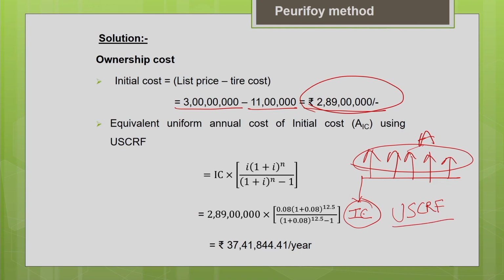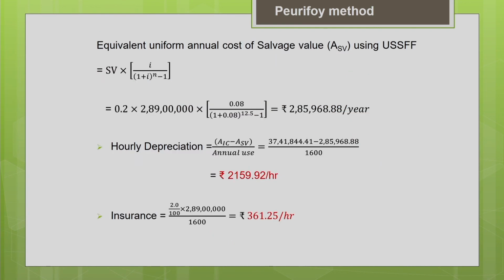So the initial cost is your 2 crore 89 lakh that we have determined just now after deducting the tire cost. 2 crore 89 lakh multiplied by your uniform series capital recovery factor, which is i into (1 plus i) power n divided by (1 plus i) power n minus 1. The interest rate, you know, is 8% and n is 12.5 years. So you can get the annualized initial cost as 37,41,844.41 per year. So we have converted the initial cost into annualized initial cost using this uniform series capital recovery factor. Now let us move on to the salvage value.